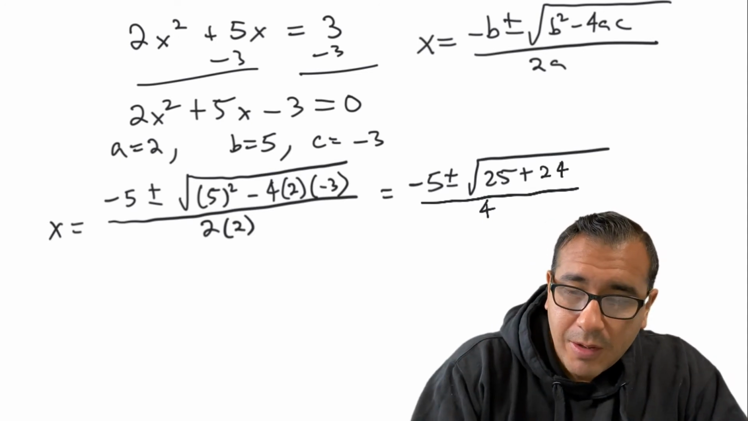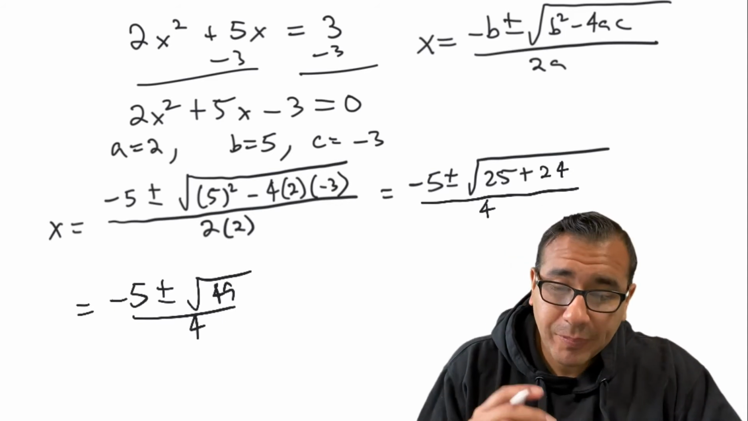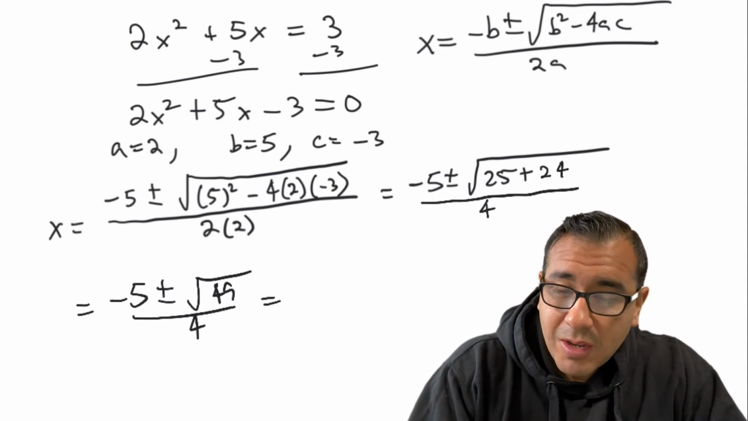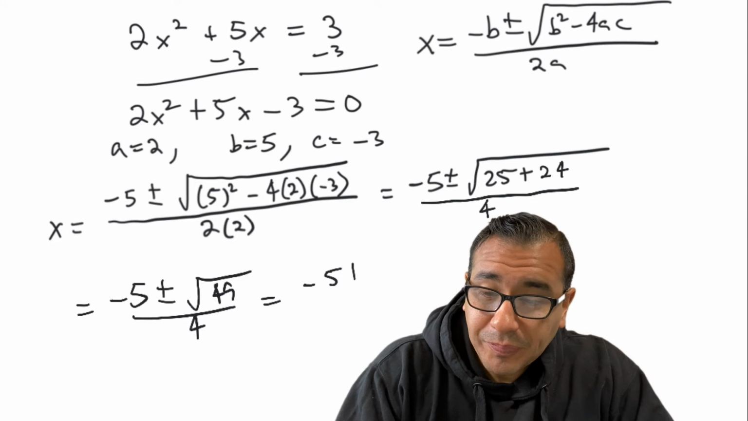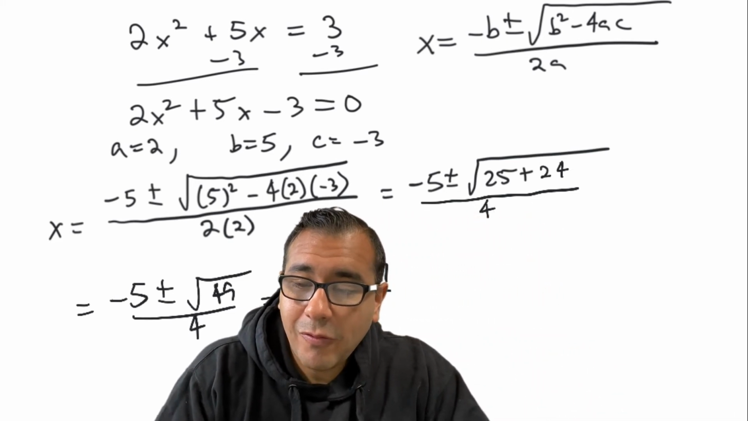All right, so simplifying this further, we get negative 5 plus or minus the square root of 49, which is excellent because I know the square root of 49, right? That's gonna leave us with 7. So we end up with negative 5 plus or minus 7 divided by 4.